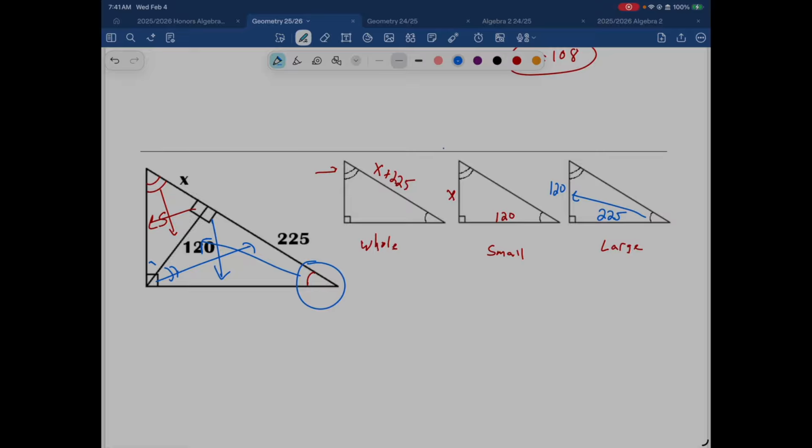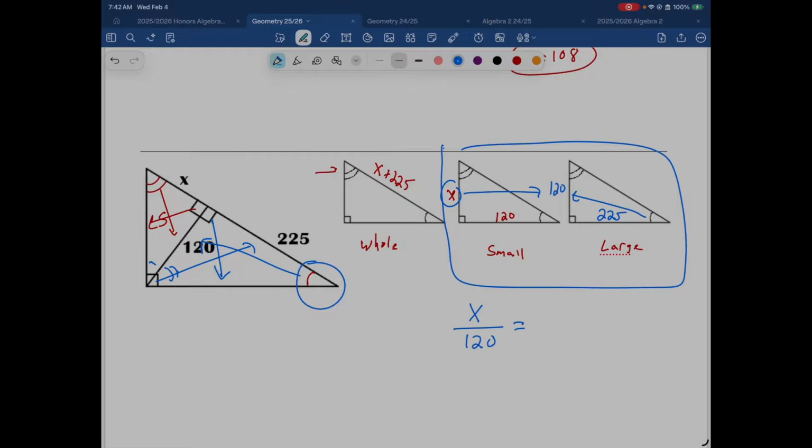So we notice the ones that have 2, that's these ones. We set up the proportions. We're going to start with X. The corresponding side on the other one is 120. That's going to equal, we have to do the small. If we start with the small triangle on the numerator, we have to stay with the small. So that means we have to stay with the large. So that's 120 over 225.